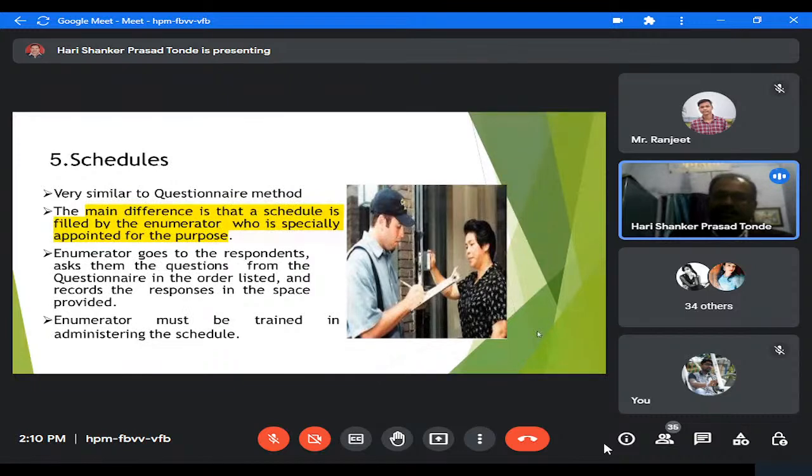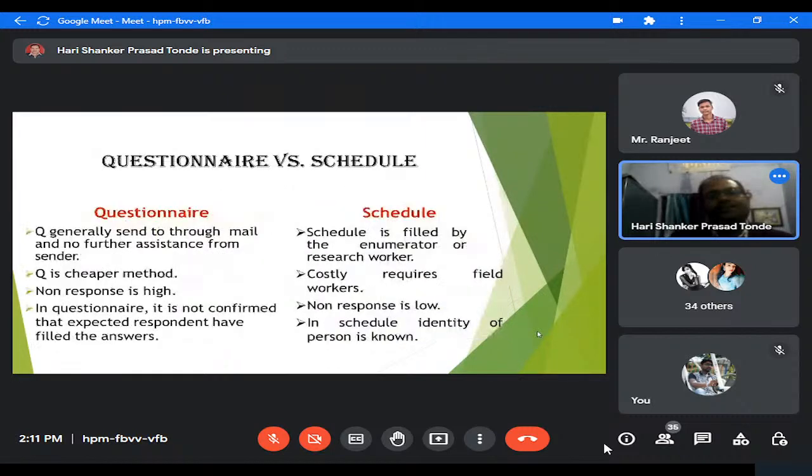The enumerator must be trained. Even some problems are there, like language problems. If we are going to conduct a survey or ask questions regarding the schedules, language is also a problem. Some people do not know English, some people know English. If the questions are in regional languages and the particular respondents do not understand the language, it is also a type of problem. So the enumerator must be trained. These are some points of difference between questionnaire and schedule.